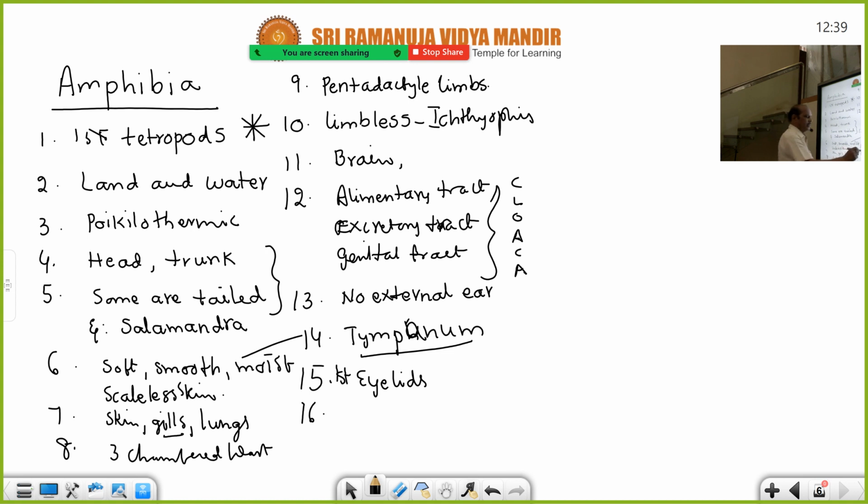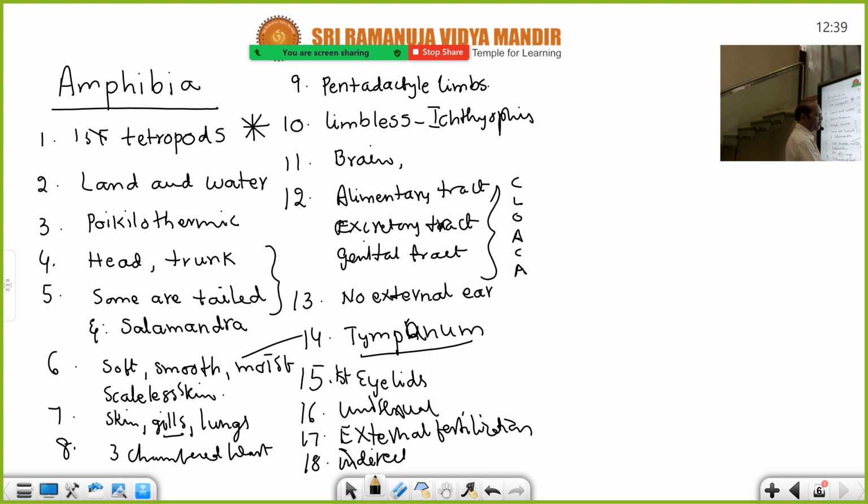And sexes are separate, unisexual. Fertilization is external generally, except caecilians, where internal fertilization is present. Development includes larva, hence indirect development. There is an indirect development in the amphibia.